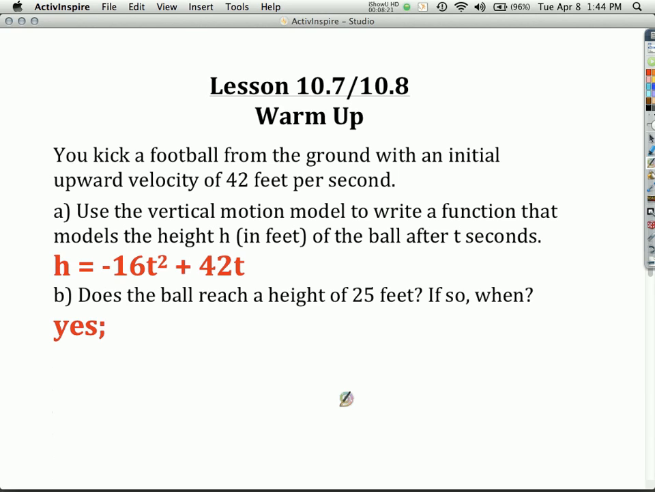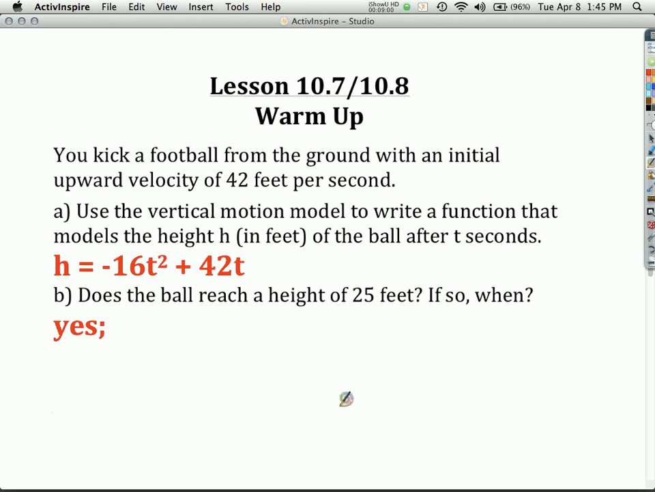So now the question is when? When does it reach 25 feet? Start with Chris, Kadir, and then Davis. Chris. Okay, what do you think? I think 1.71 seconds, because 25 feet is pretty tall, so we did it around 1 second. Okay. Davis, what did you think? I think the ball would reach the height of 25 feet at around 1.71 seconds.